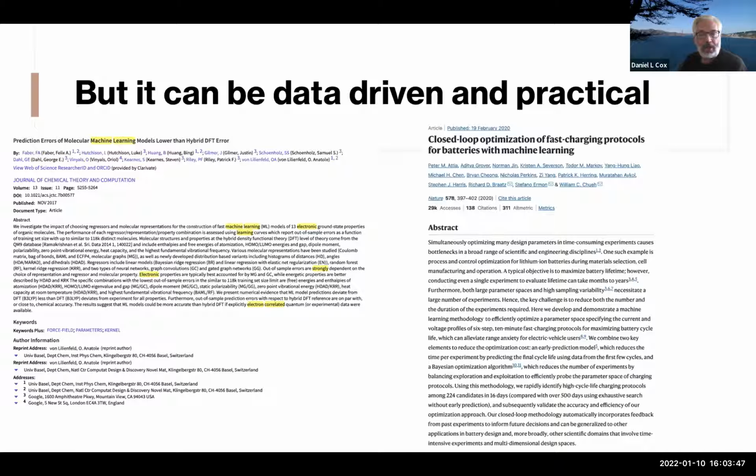And it's also data-driven and practical. Machine learning with a lot of data from experiment and from quantum calculations can actually do a better job than the systematic error from hybrid density functional theory, for example, in materials applications. It can be used to learn fast charging protocols for batteries, which for those of you like me who have an electric car is of some interest. So we can both safely charge them and keep them from exploding, and also just charge them quickly.